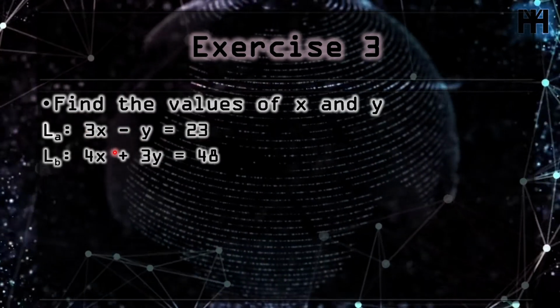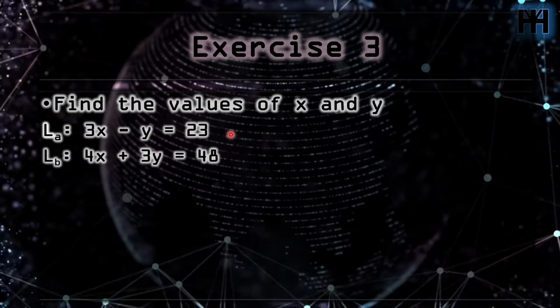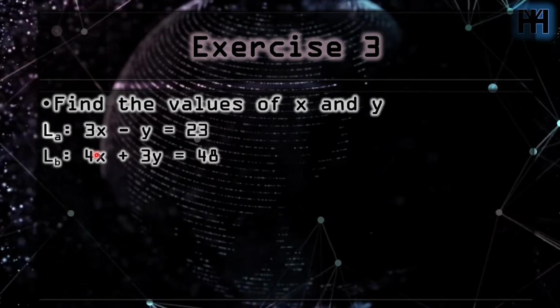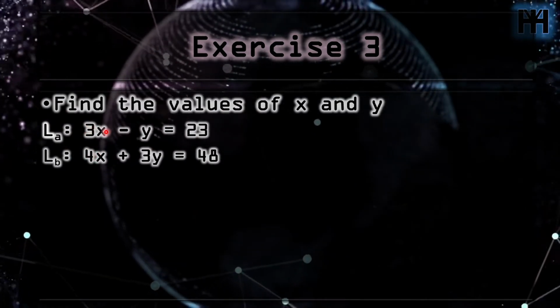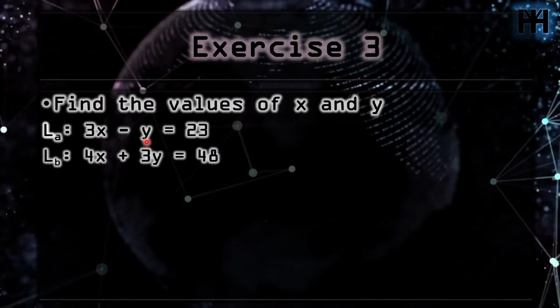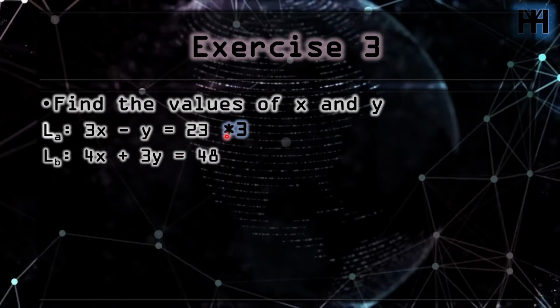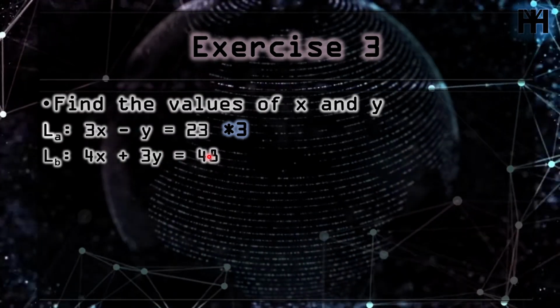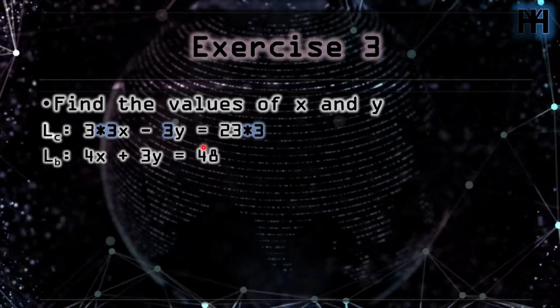But we can also multiply this equation by 4 and this equation by 3. We have 4 times 3 is 12, and 3 times 4 is 12, and subtract them. But I prefer the first method. So you will multiply the first equation by 3 because it's more time efficient. So we multiply 3 to each of them.